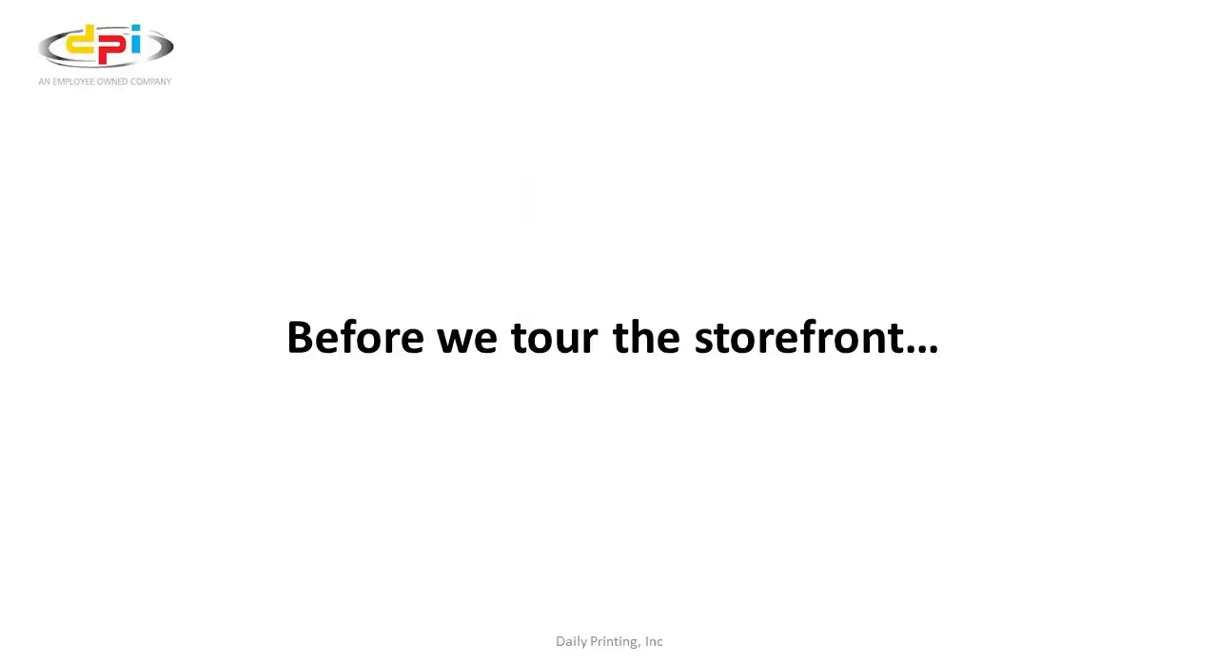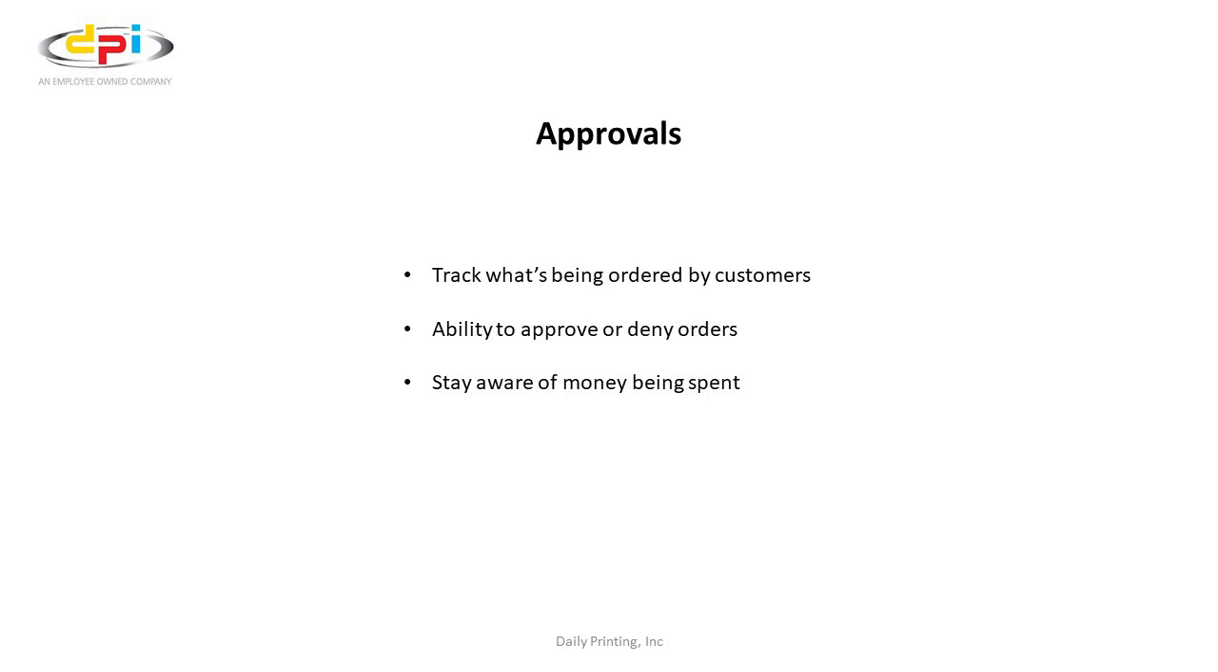Before we dive into the tour of the digital storefront, I just wanted to take some time to go over some features that may not be shown in the video but are available to you upon request. The first feature I'd like to mention are approvals. Approval settings work as a way to keep in touch with what your users are ordering, how many of that product they're ordering, and what the total cost of their order is. The approver will have the ability to approve or deny an order.